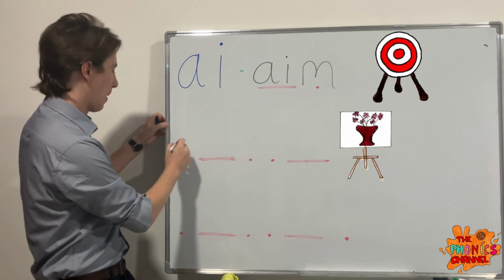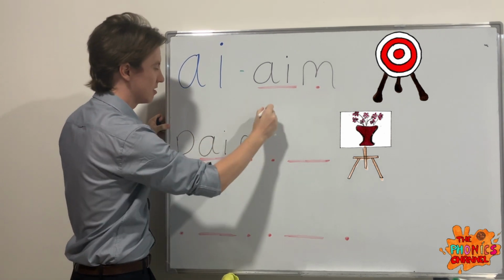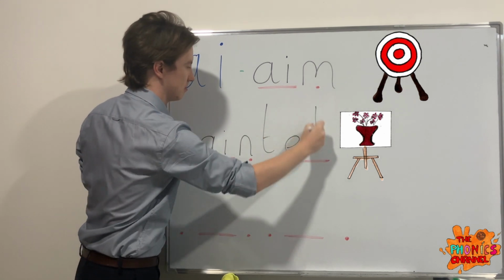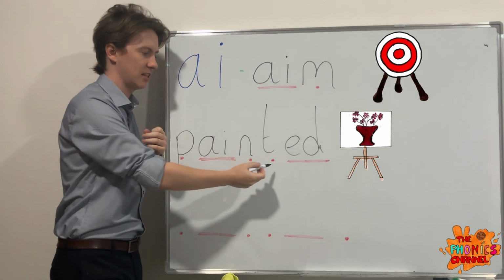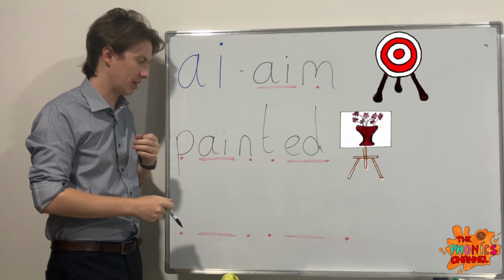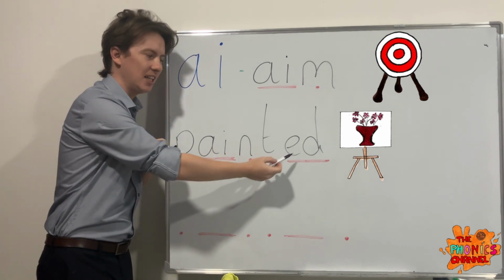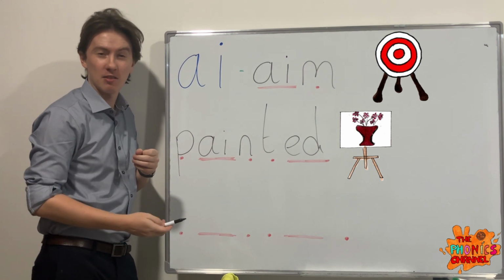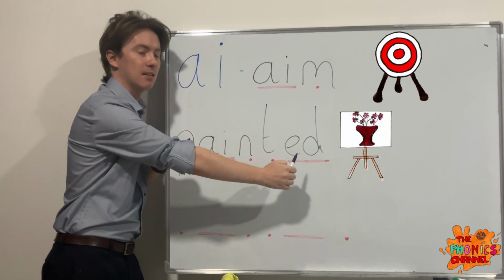So next one we have is painted. Painted. I painted the wall a different colour. Painted. I've got the ed at the end. That can make three different sounds. It can make d, t, or id. In this word, it's making the id sound.